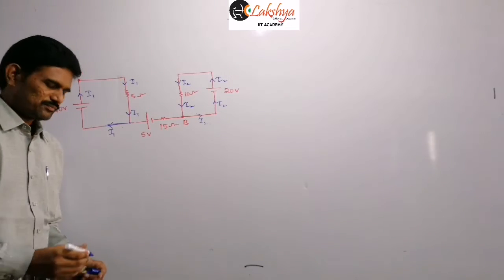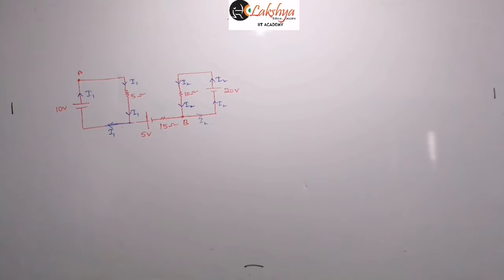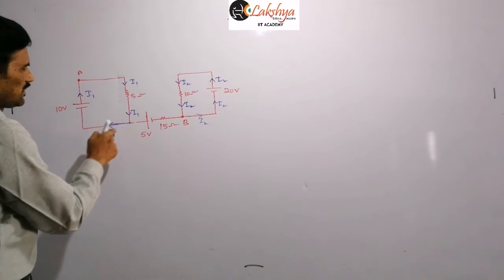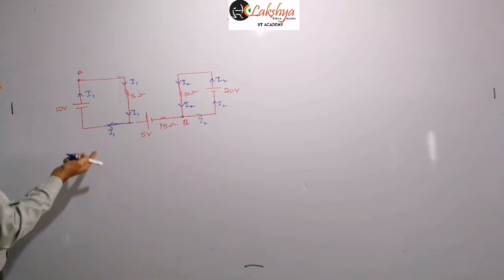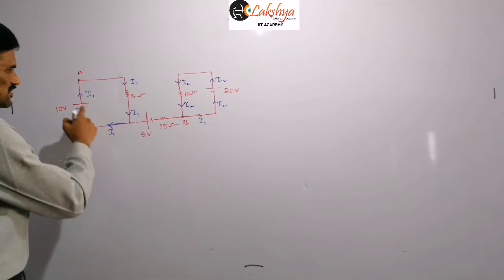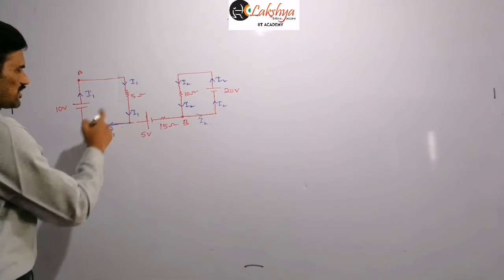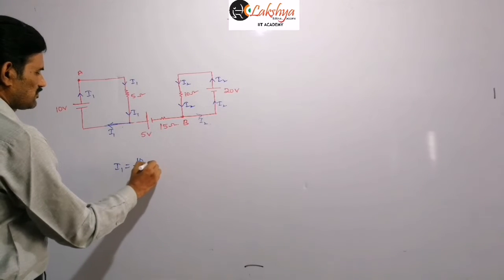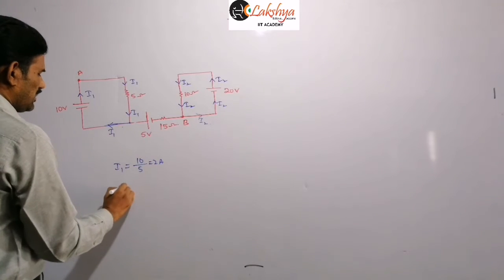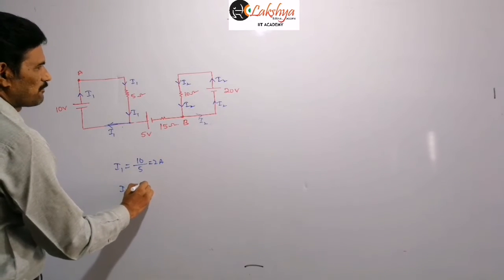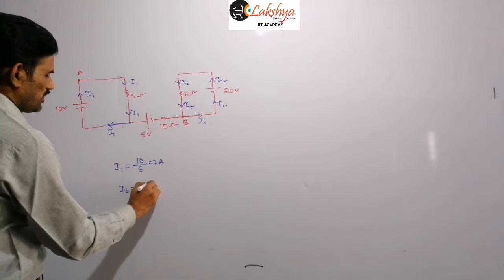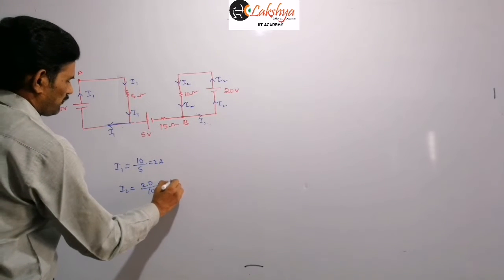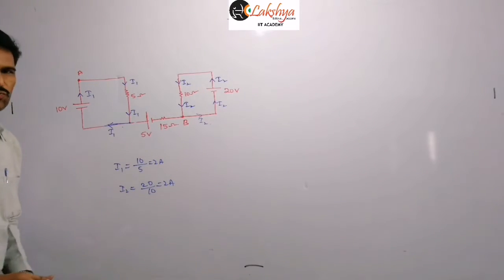Got it? Now you can find these I1 and I2 values by applying Kirchhoff's law, or in this single loop by applying the formula V equals IR, because it is a simple circuit with one cell and one resistor. So I1 is equal to 10 by 5, which is 2 amperes, and the I2 value is also 20 by 10, which is 2 amperes, right? So those are the I1 and I2 values.